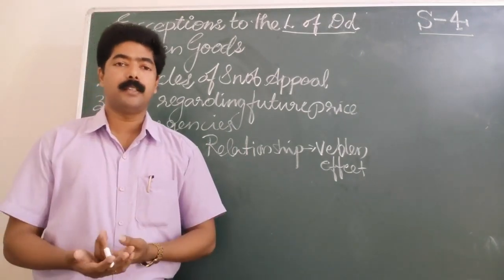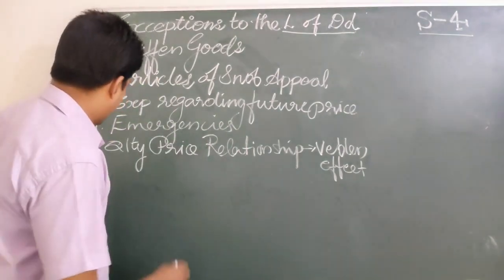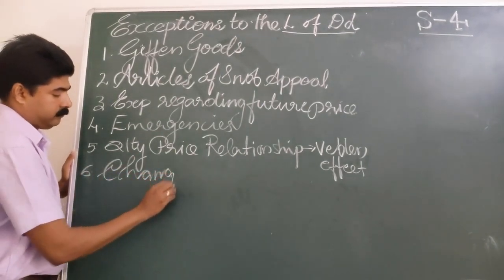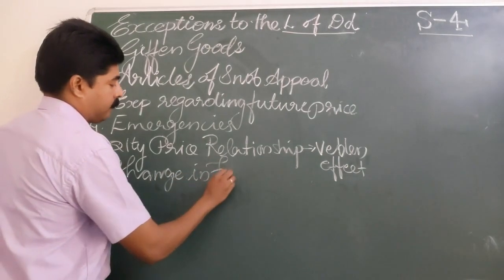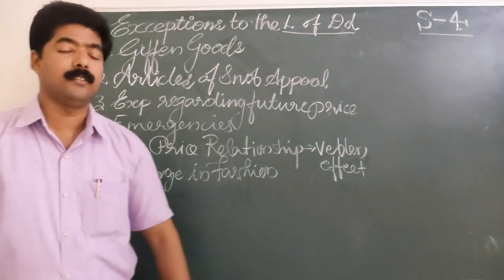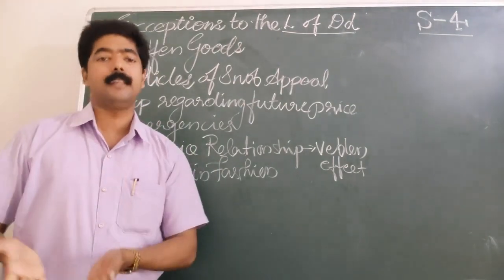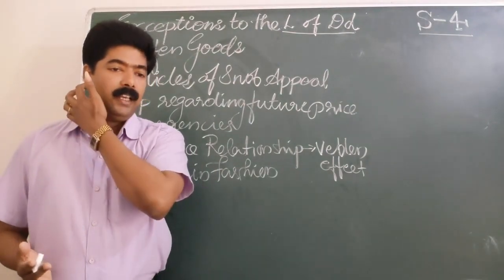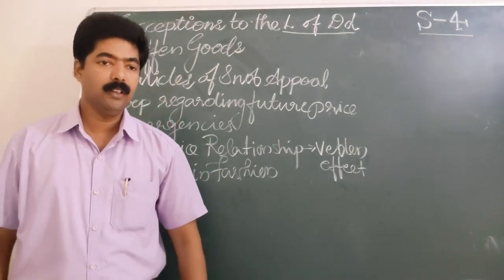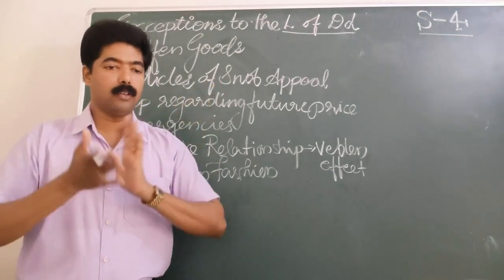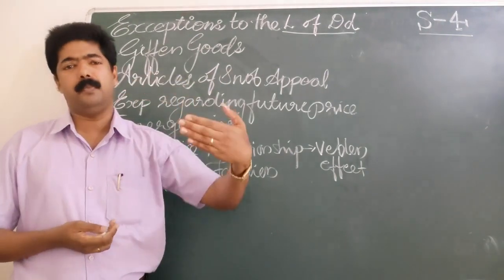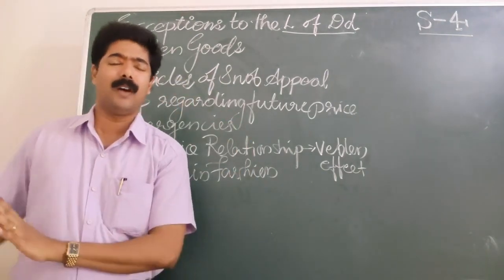And one more point we could say is change in fashion. You can note it down. Change in fashion. How does it violate the law of demand? We can say that when a commodity goes out of fashion, the consumer will not regard it, or is not ready to purchase such an outdated commodity.